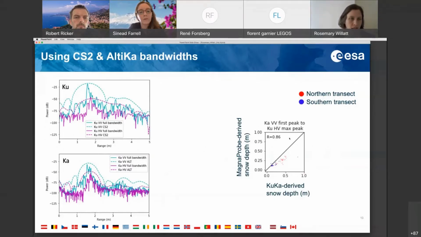These plots on the left show what happens. The solid lines show the full frequency, and the dashed lines show what happens if I instead convert this to CryoSat-2 and AltiKa. It's as if we had CryoSat-2 or AltiKa frequencies, but operating on the ground from Kuka. Now, what you can see is, of course, those peaks get very broad.